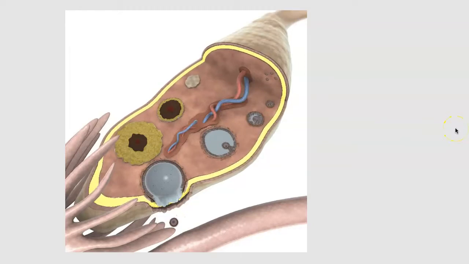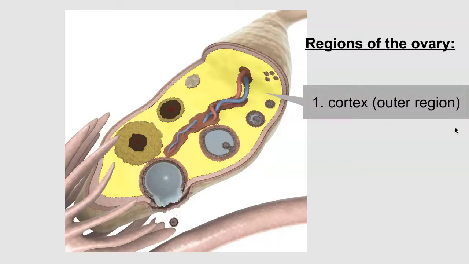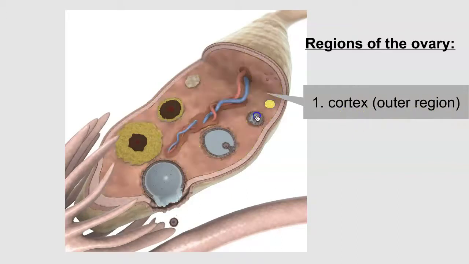The ovary is just divided into two regions, an outer region called the cortex, which is the biggest region. All of this area highlighted yellow is considered the cortex. The cortex is the area that contains follicles. These circular structures are what I'm referring to.